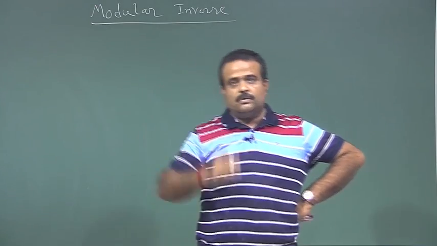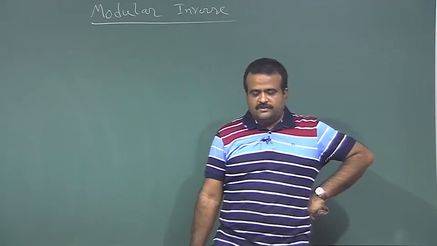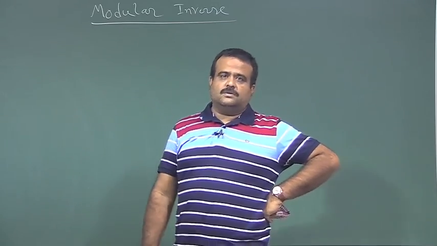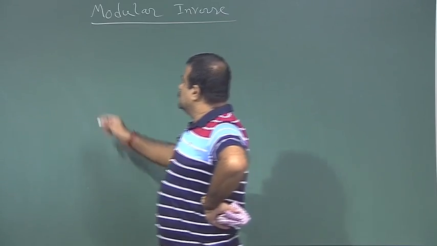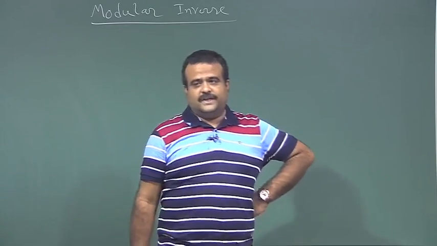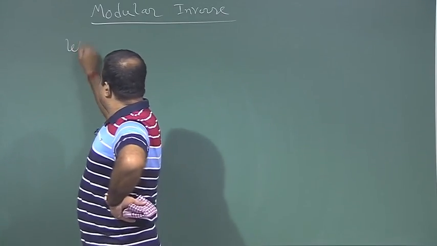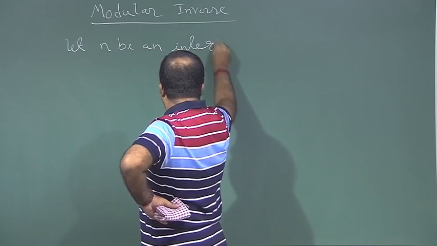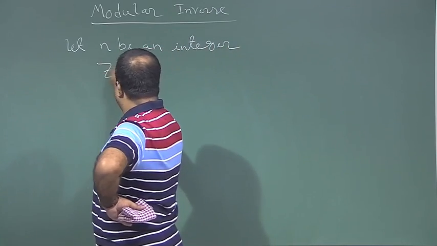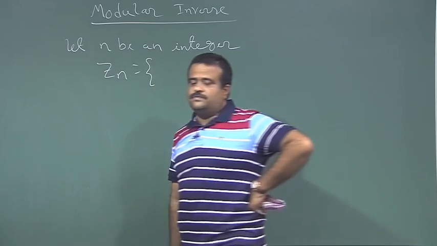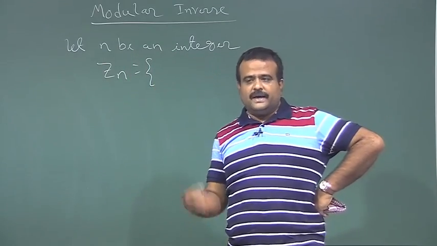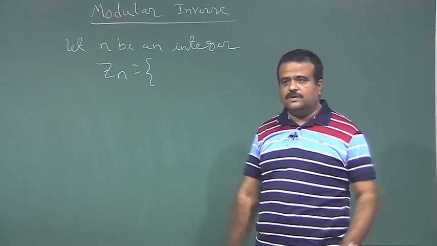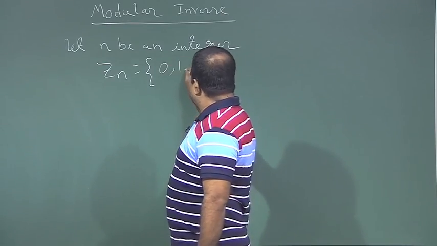Okay, so we talk about the modular inverse and the mod operation on ZP. So far we have seen the additive operation on Zn. Let n be an integer. Then we have seen that Zn is basically the residue class. If we take any integer and divide by n, the remainder will be from 0 to n minus 1. That set of classes gives us Zn.